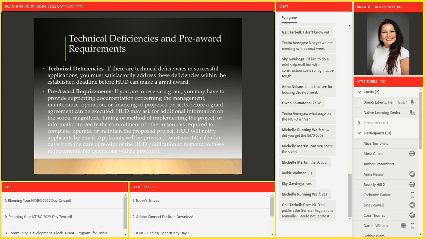If there are technical deficiencies in successful applications, HUD will request that you address those deficiencies by an established timeline. Again, there are pre-award requirements. You need to provide that supporting documentation. And then HUD will notify the applicants by email, and the applicant will be provided 14 calendar days to respond to those requirements.